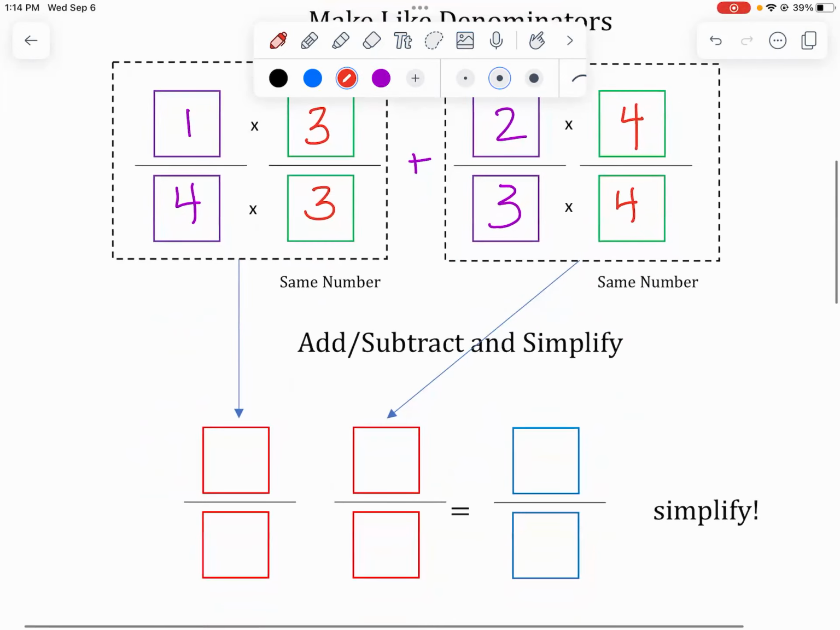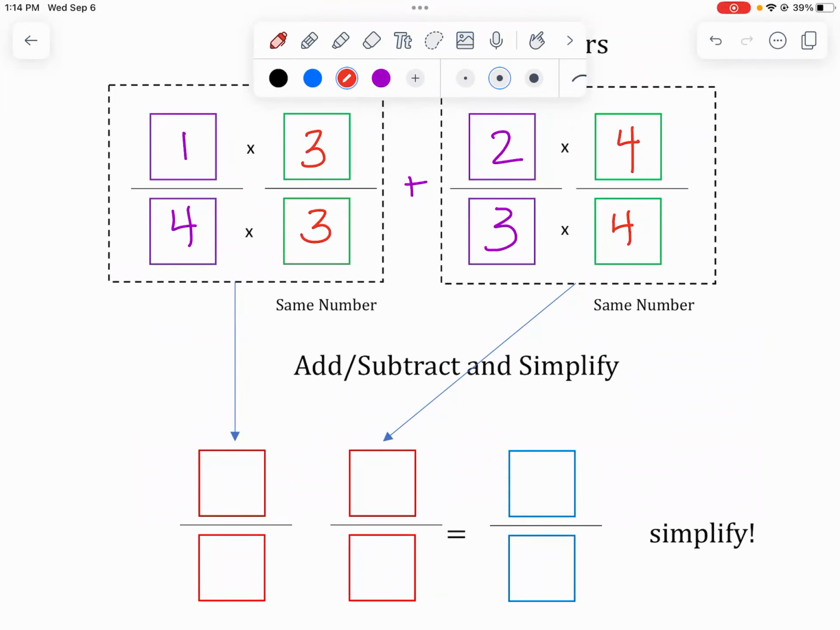So now, when I take 1 times 3 and 4 times 3, that fraction becomes 3/12. Plus, we still have that operation, 2 times 4 and 3 times 4. And so this fraction becomes 8/12. Do we have common denominators now? Yes, we do.